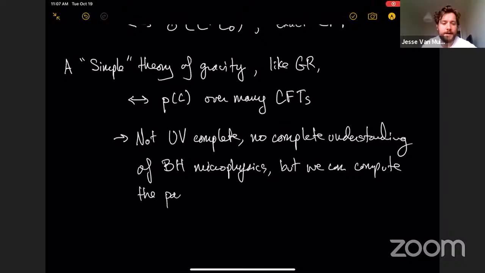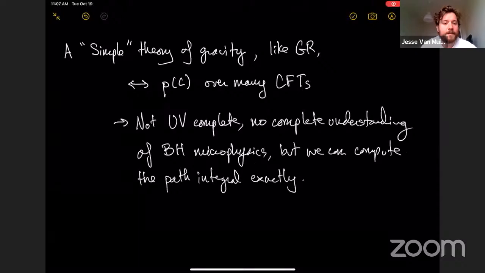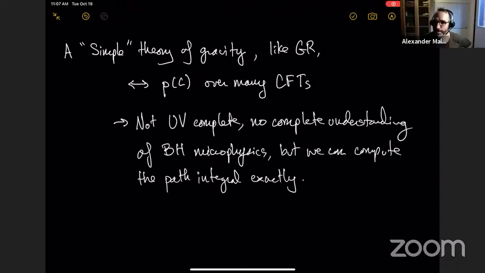So can I ask? So this non-UV completeness and not complete understanding of black hole microphysics, how do you see this in the CFT then? Because in principle, okay, you need to take a distribution now, but in principle, I would imagine I would be able to compute anything in the CFTs, right?